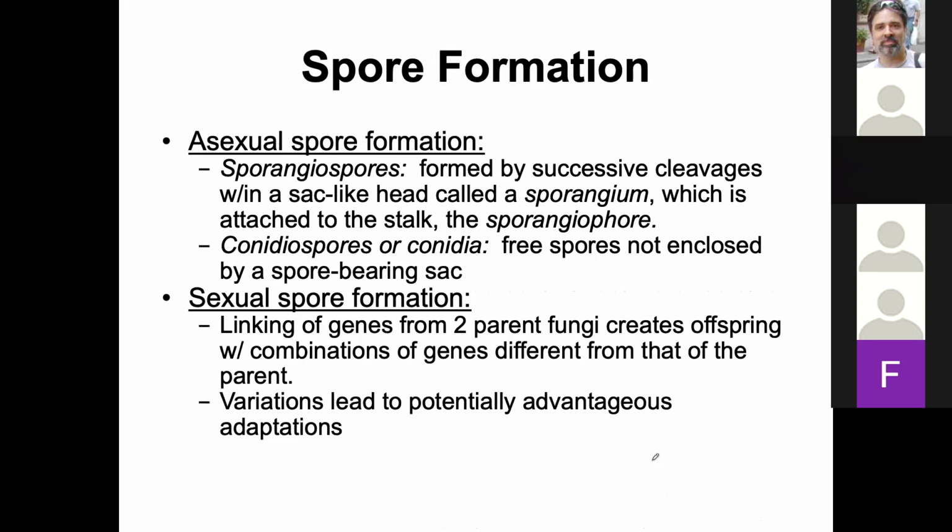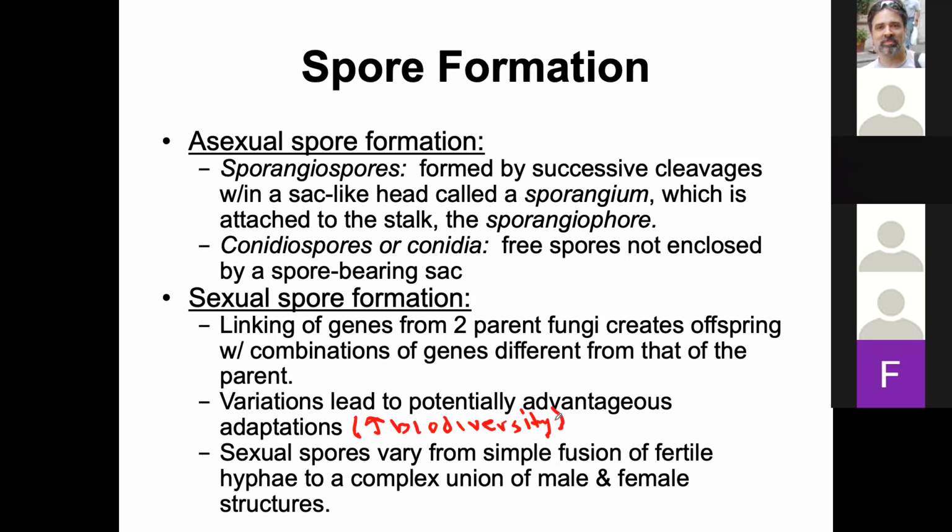When we have sexual spore formation, we get genes from two parent fungi that produce an offspring with a unique combination of genes that neither parent has, and that provides biodiversity. Okay, put that word in here. Biodiversity. Sexual spores vary from a simple fusion of fertile hyphae to a union of female and male structures. Okay, it depends on the fungus that we're talking about.